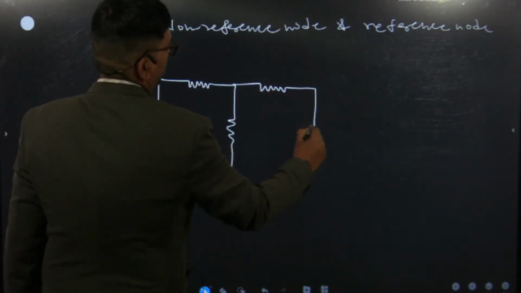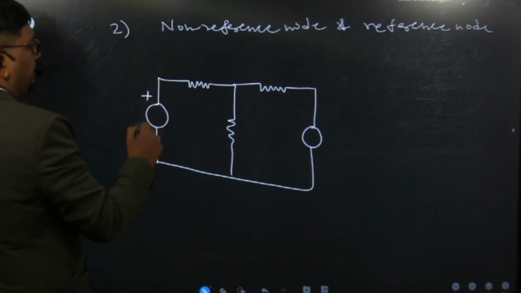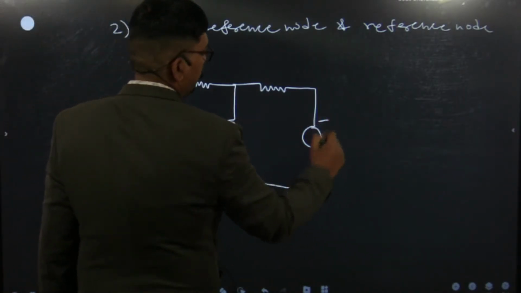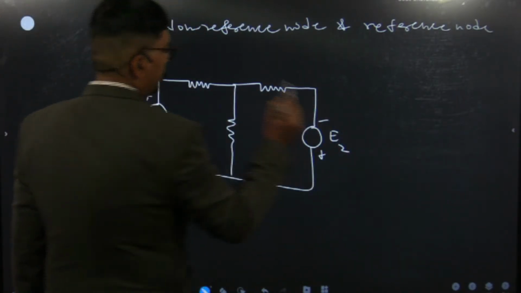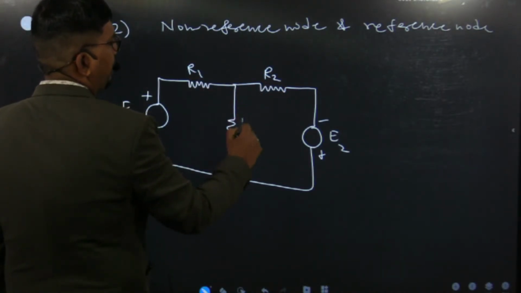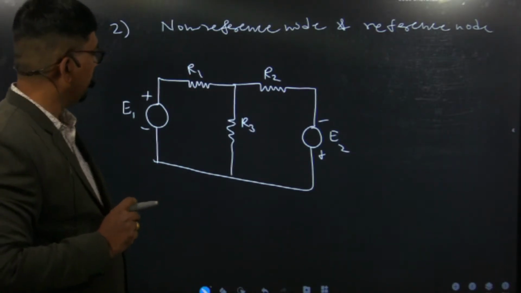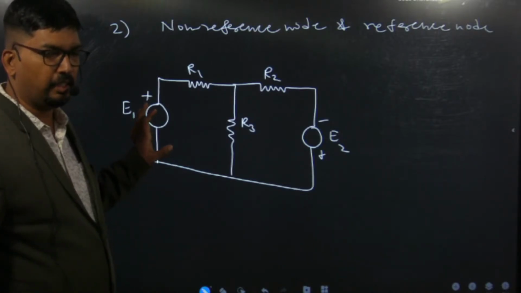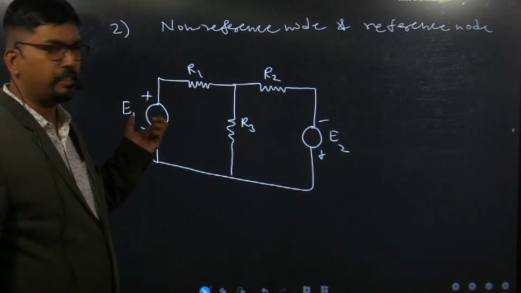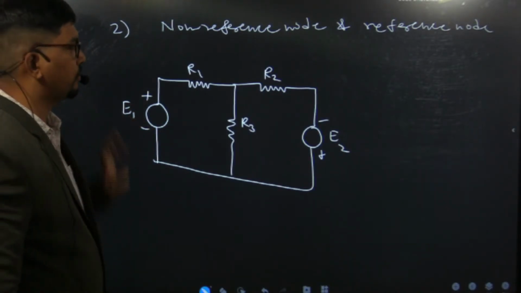and there are three resistances in the circuit. Now one voltage source is E1, connected in this polarity. Another is E2. Now there are three resistances R1, R2 and R3. Again, in this circuit there are two voltage sources present and these voltage sources are independent voltage sources. The meaning of independent voltage source is that their magnitude does not depend on other values.